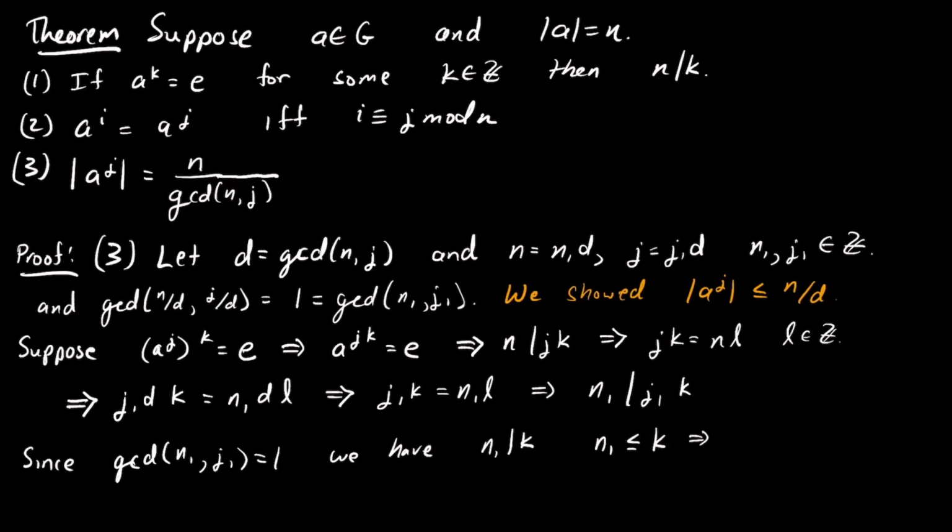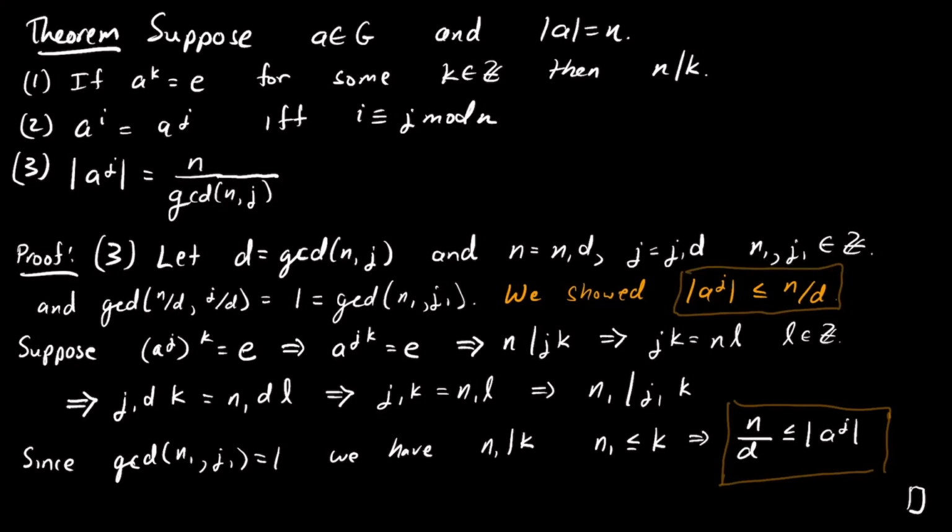So what does this tell me? Well, what is one such power k? One such power k is the order of a to the j. A to the j to its order gives us the identity. And what is n1? n1 is n over d. So I've shown the other inequality. I've shown that n over d is less than or equal to the order of a to the j. So this proves my result. I combine this inequality with the inequality that I just showed earlier up here, and I show that these two are actually equal.